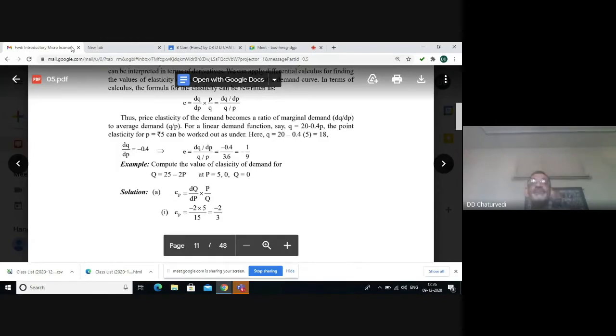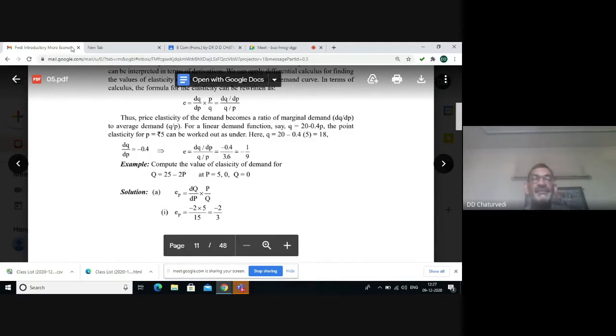Now let us consider an example where we want to compute the value of elasticity for Q is equal to 25 minus 2P, for P is equal to 5, 0, and for Q is equal to 0. So here dQ by dP will be minus 2. So elasticity of demand will be given by dQ by dP multiplied by P upon Q. P is given to us as 5.